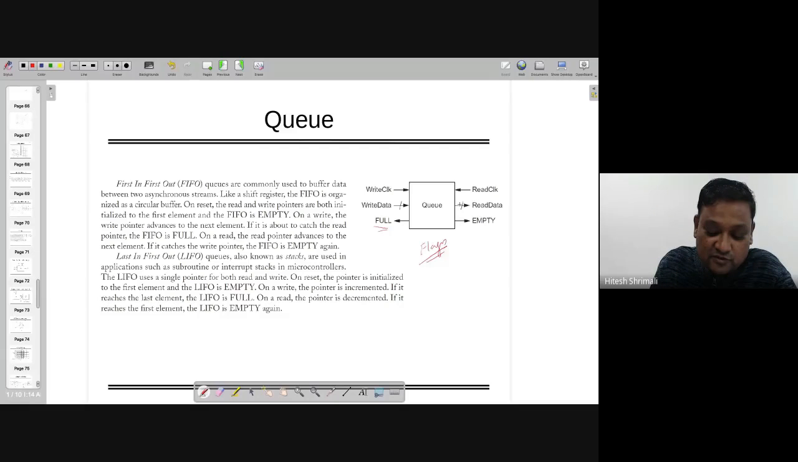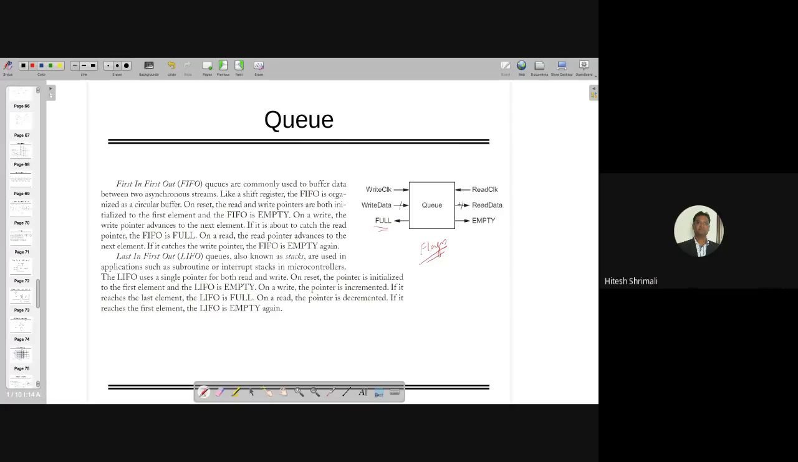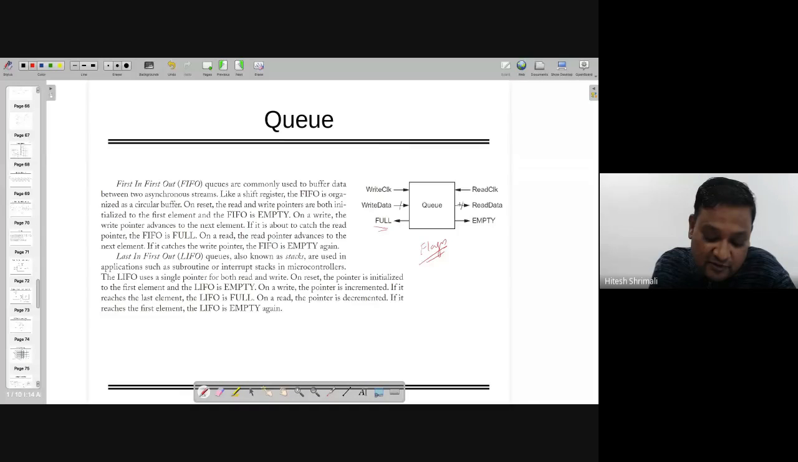Like a shift register, first in, first out is organized as a circular buffer, and whenever you reset it, it's going to be empty. Whenever there is a read pointer, you need to have the FIFO as full. If FIFO is full, then you can read the data because the data is available. And on the other side, when empty is equal to 1, it means you can write the data. Every writing of the data requires resetting the whole queue, and then you can write whichever data you want, depending on how many beats there are.